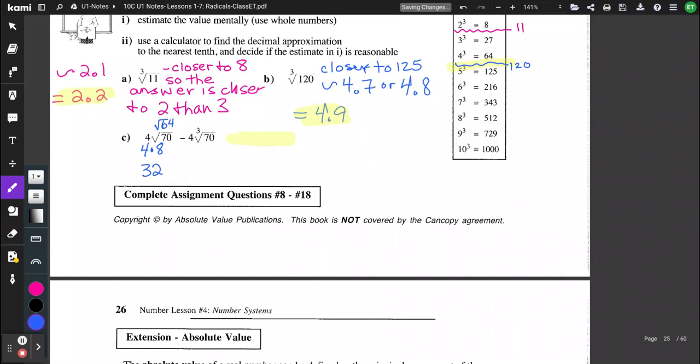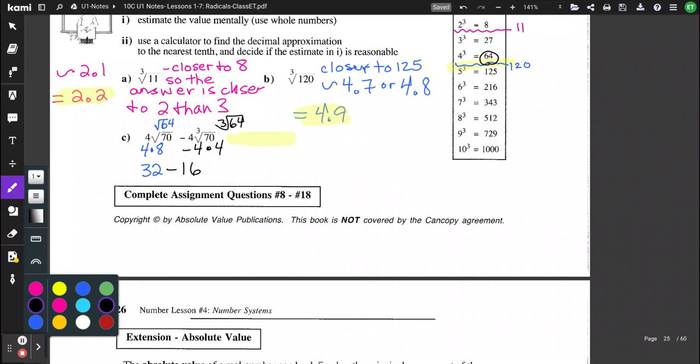Now we're going to do the one on the right. The cube root of 70. 70 is close to 64. So if I said cube root of 64, that means the answer is close to positive 4. So now I've got a negative 4 times 4, and that's going to give me negative 16. So I've got 32, subtract 16 is going to give me roughly 16. That's our estimate.